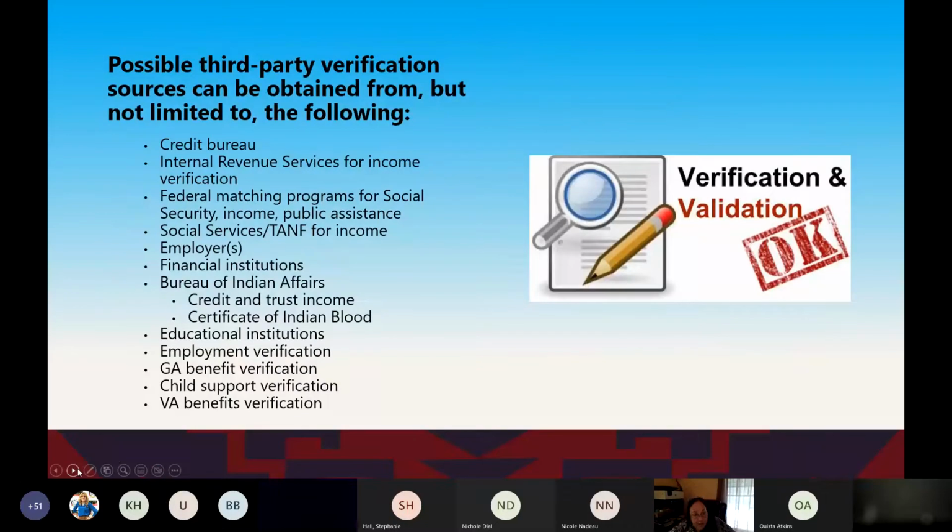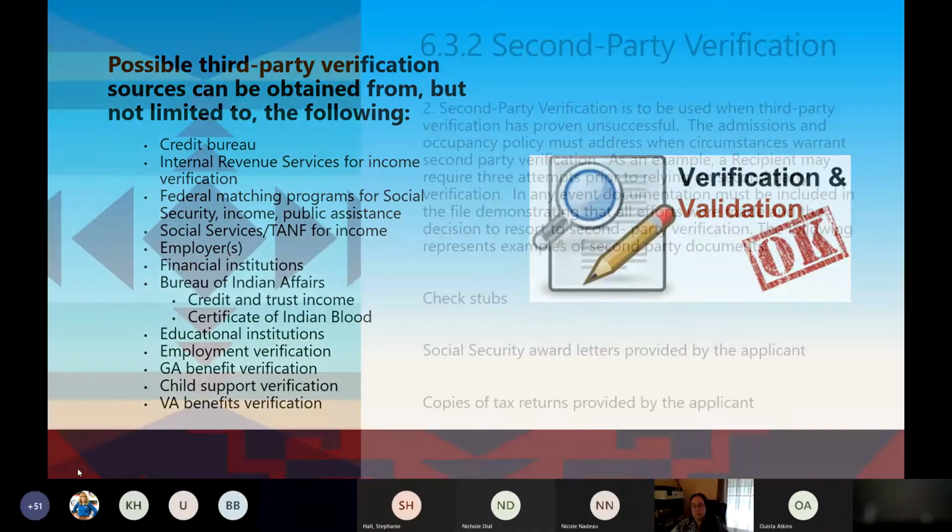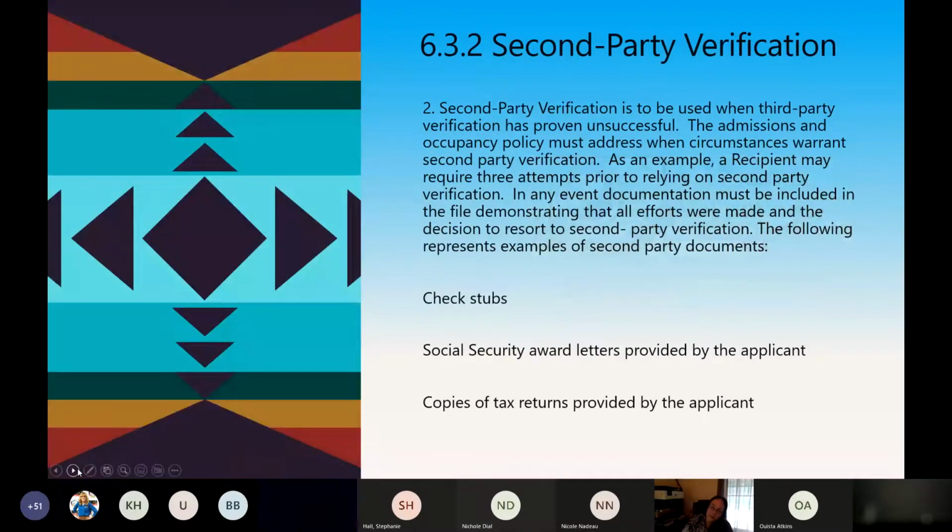Possible third-party verification sources include, but are not limited to, credit bureaus, the Internal Revenue Service, federal matching programs for Social Security income, public assistance, social services, TANF, employers, financial institutions, Bureau of Indian Affairs for credit and trust incomes, certificates of Indian blood, educational institutions, employment verification, GA benefit, child support, and VA benefits. Those are just a few. Second party verification is to be used when you can't get the third, okay?